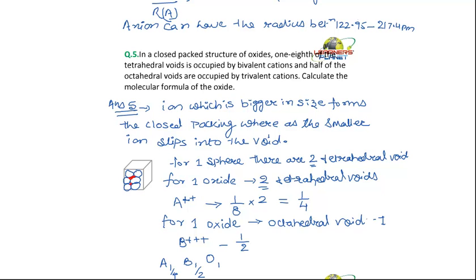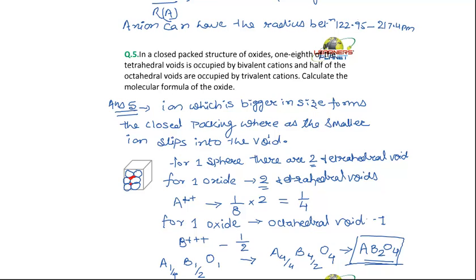How can you do this? Just multiply the whole formula by 4. That is, the numbers by 4. So that it becomes A 4/4, B 4/2, and O 4. So it will give you AB2O4. So the formula of the compound would be AB2O4. Right? Did you get this question?